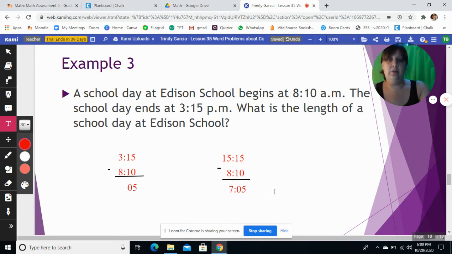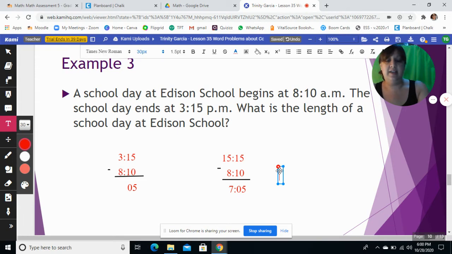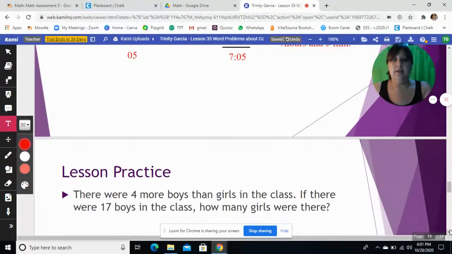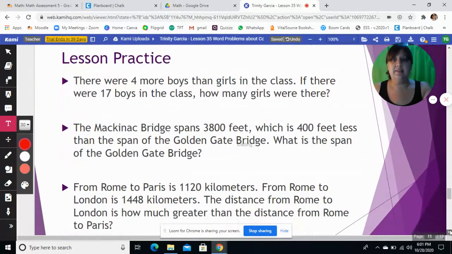So we know that a school day at Edison School is 7 hours and 5 minutes. Okay, that's how long they're in school at Edison School. All right. Good job. Lesson practice.